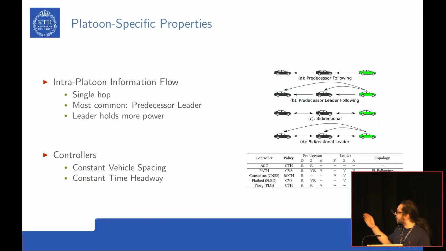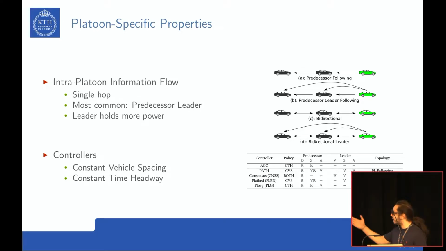This will lead to the next slide, which is about which message every vehicle consumes in the platoon. So we have several intra-platoon information flows. The most typical one is the predecessor-leader following topology, because the leader can reach every vehicle in the platoon in a single hop.